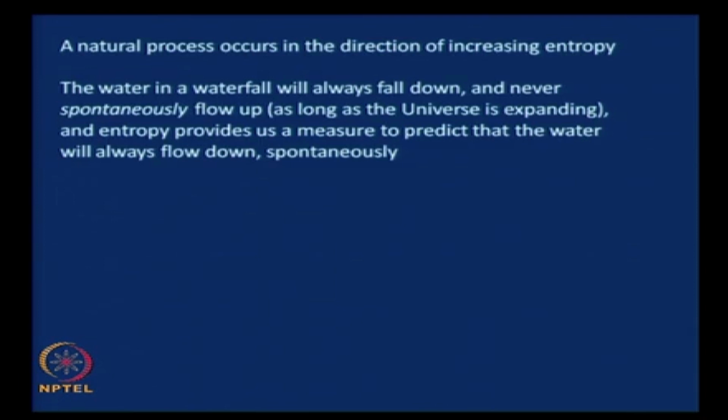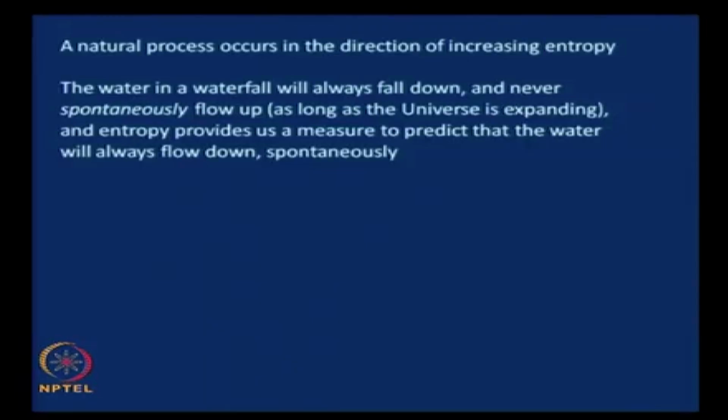A natural process occurs in the direction of increasing entropy. We have already seen that if you take the entire universe as a system, the entropy of the system has to increase. As long as we have an expanding universe, the natural process will always happen in the direction of increasing entropy. The water in a waterfall will always fall down and never spontaneously go up, and the entropy provides us with a measure to predict that the water will always flow down spontaneously.